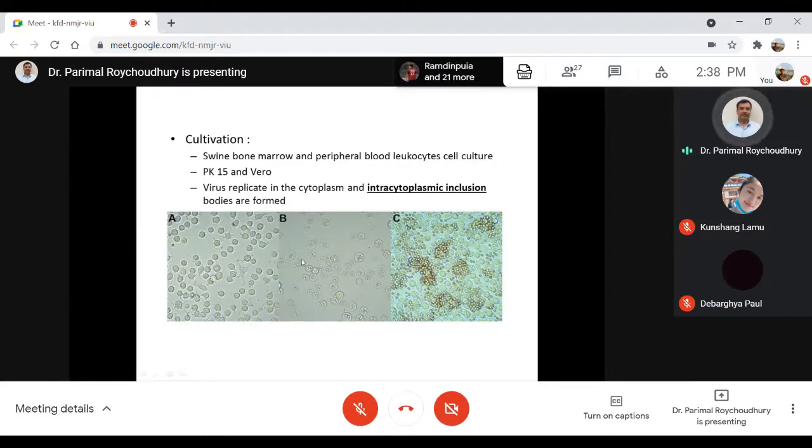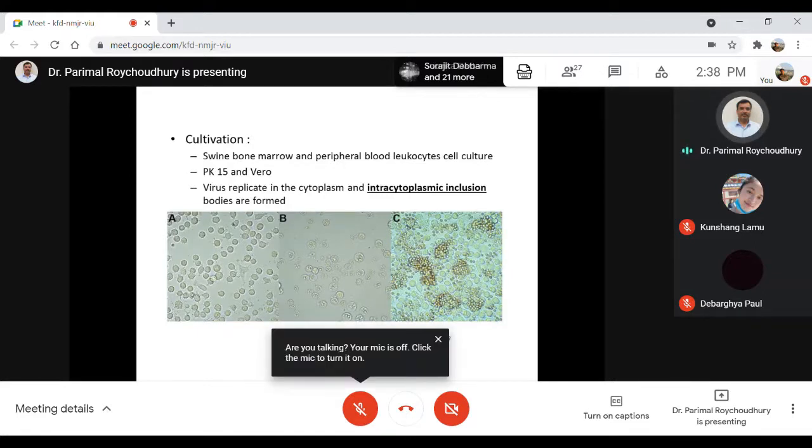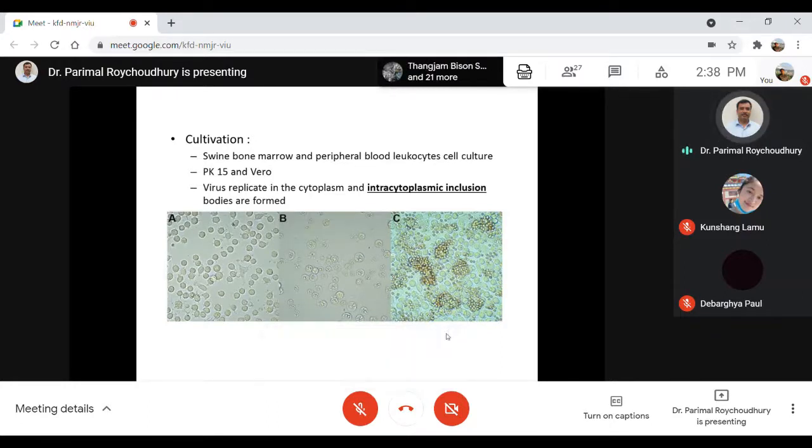So as a result, in the infected cells, when you pour some RBC solution, the RBCs will bind on the surface of these infected cells. This is what we call the heme adsorption test. It is a frequently performed test for rapid detection of African swine fever virus with fewer chemicals, and using a specific antibody, heme adsorption inhibition can also be performed.